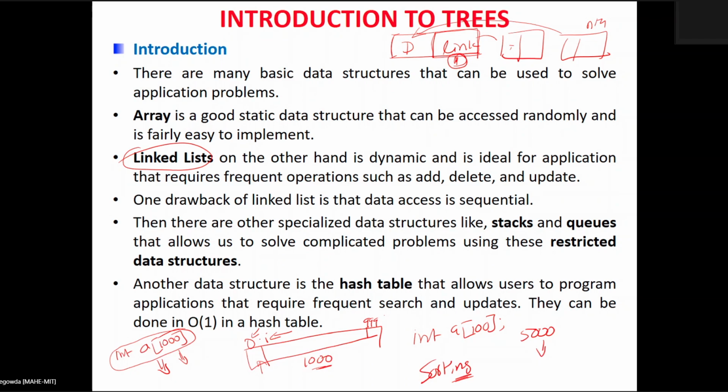Some of the applications of the linked list are: a linked list can be used to implement linear data structures like stacks, queues, and also nonlinear data structures like trees. The second application is that a linked list can be used to implement graphs. A linked list can be used to implement hash tables. These are some of the applications of the linked list.